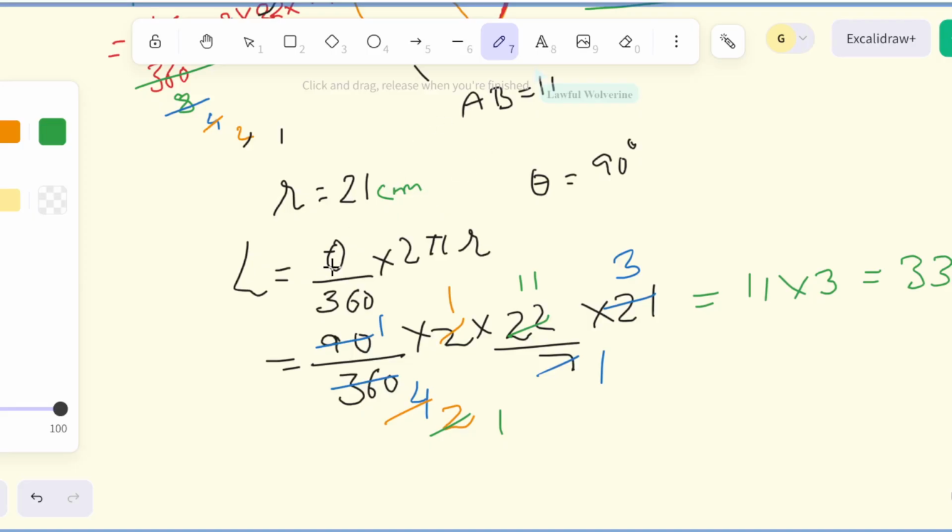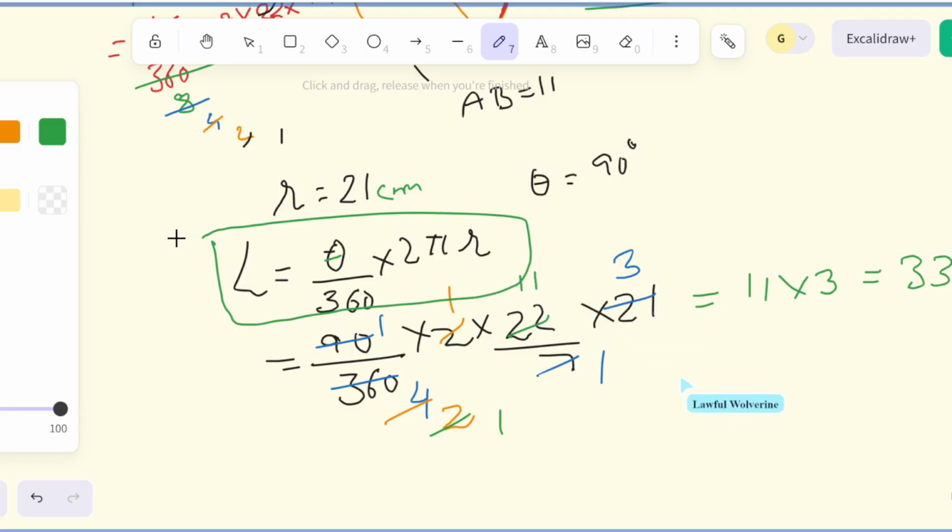You understood the formula? You have to learn it. So L equal to theta upon 360 into 2 pi r. What is this formula all about? To find the length of the arc. And what is an arc? Arc is a part of the circumference of the circle. So to find the length of the arc, we should know what angle that arc is making at the center of the circle.